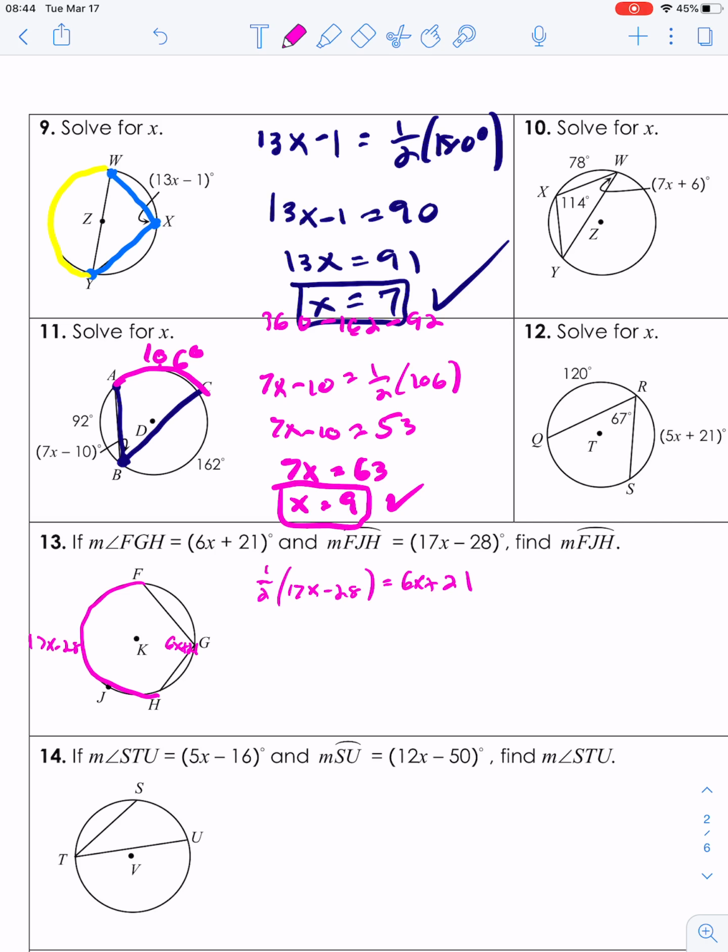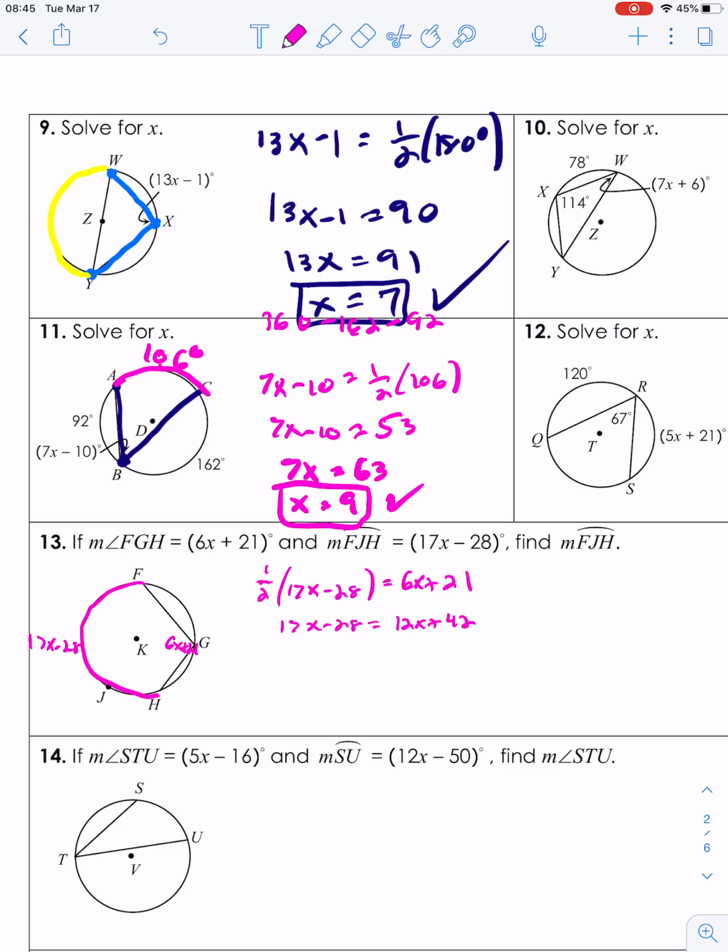We can solve. So another way of writing this, get rid of the 1/2. I just multiply 2 by both sides. I get 17x minus 28, and then I get 12x plus 42. I just multiplied this side by 2 and this side by 2. Remembering that an equation is like a scale. If I do one thing to one side, I can do the same thing to the other, and it'll go back to being balanced again.